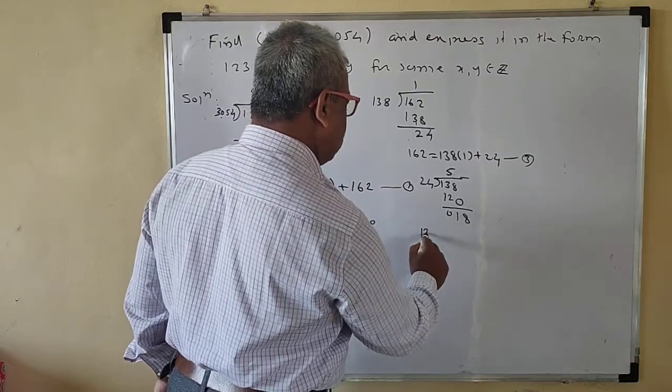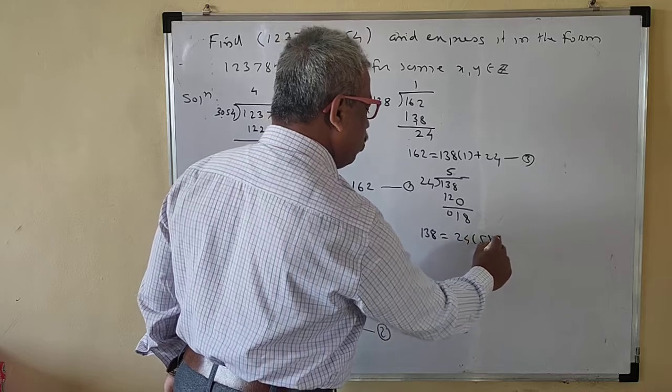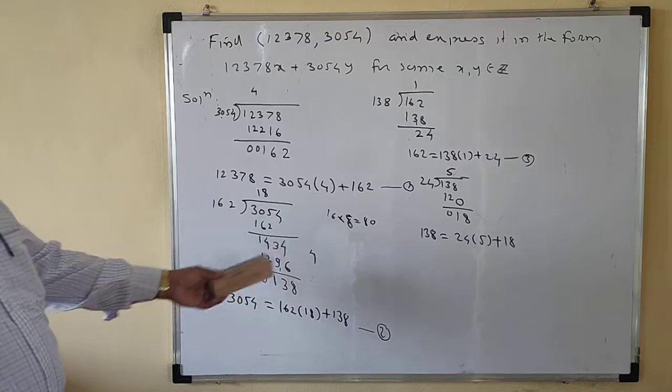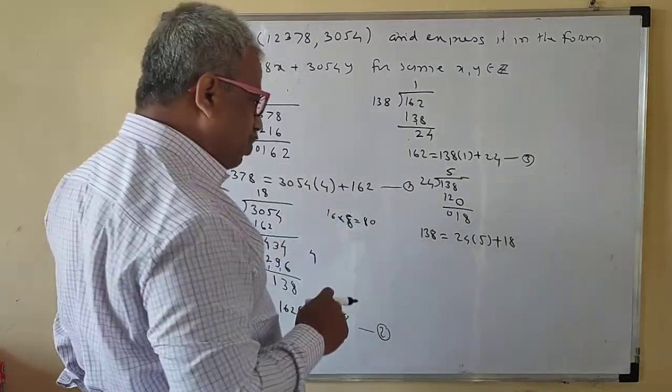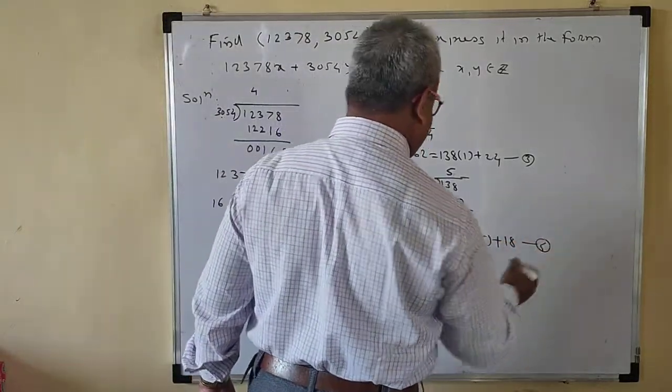So that means we can write this: 138 is equal to 24 into 5 plus 18. Always write the quotient in the bracket. So that plays a very important role. So that we will see. We can give the number. This is 4.